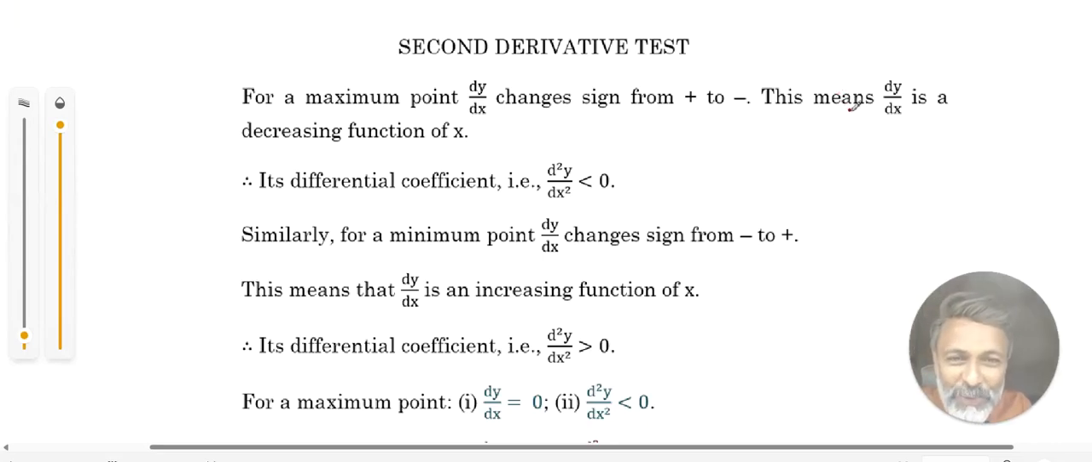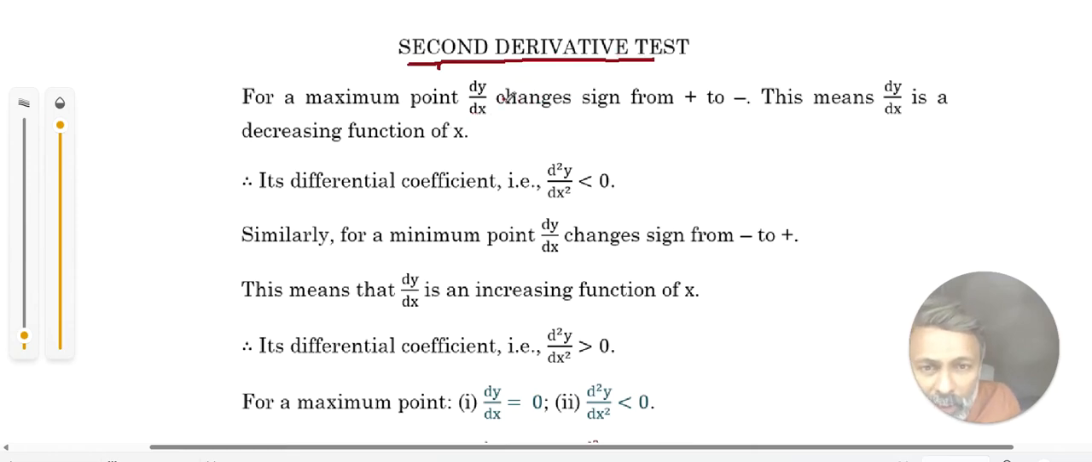Now we are going to start with the second derivative test. If any function is of increasing nature, then its derivative is greater than 0. We have studied this in increasing and decreasing functions. Once again, if any function is increasing, then its derivative is greater than 0. If it is decreasing, its derivative is less than 0.